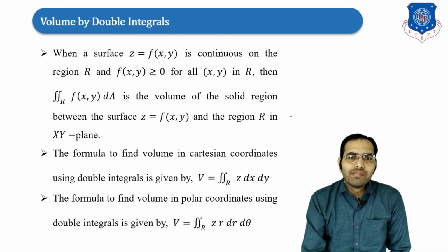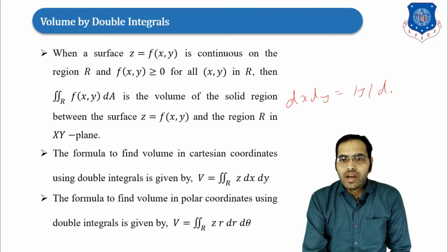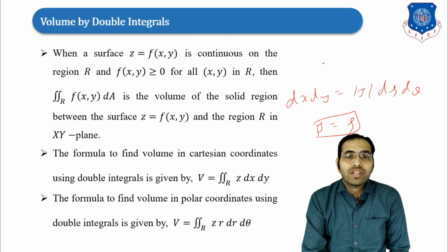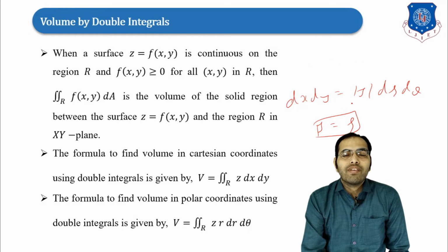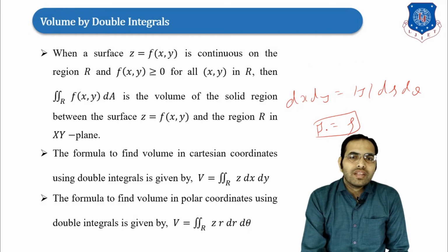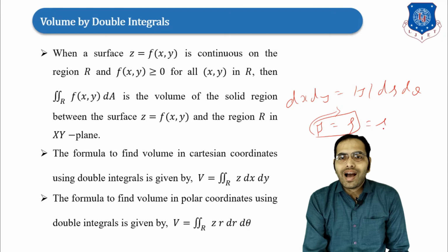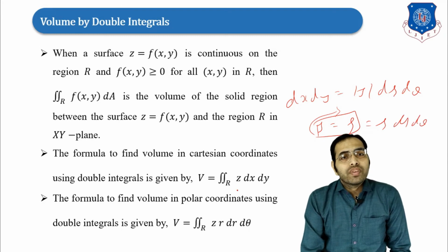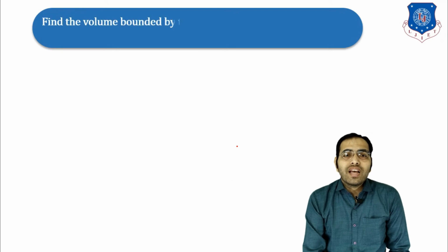You all are aware that dx dy equals mod j dr d theta, where j equals r, that is the Jacobian of the polar coordinate system, because x equals r cos theta, y equals r sin theta, and we find the value of the Jacobian, that is exactly j, and substitute this value, then dx dy equals mod j dr d theta, that becomes r dr d theta. Getting it?